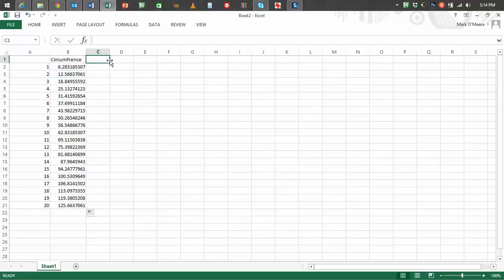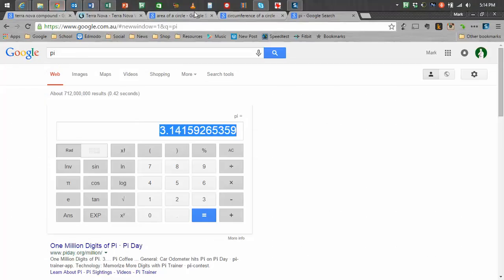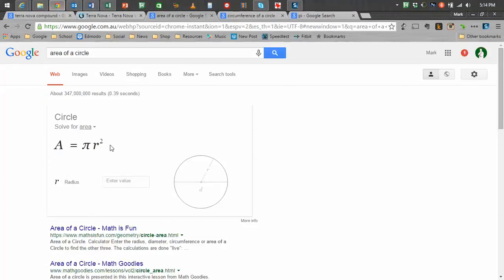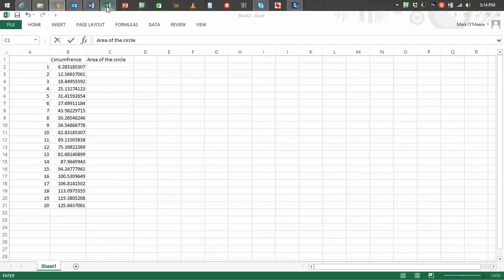Okay. So what I then want to know is, for that 12 metres of fencing, how much am I going to have inside? How much area am I going to have? So I want to know the area of the circle. So I go back to the internet. The area of a circle is pi r squared. So I'm going to put that in.